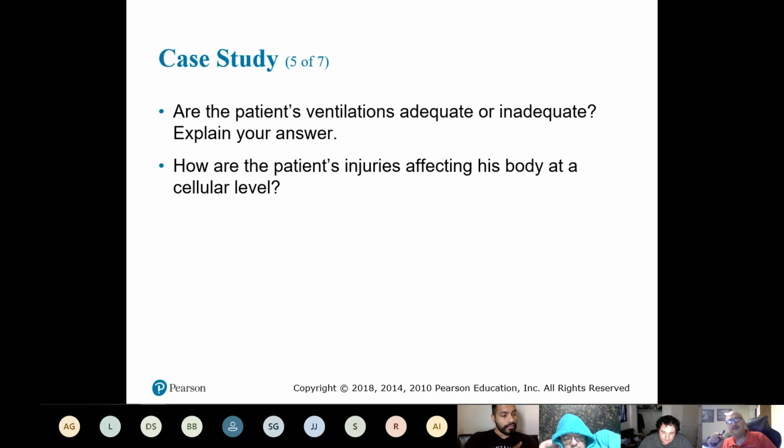But think about it. If you're not able to get enough oxygen, then how much oxygen are you delivering to the cells in the brain and the heart and the kidneys and the liver and the skin and the big toe? Not enough. I think not enough.